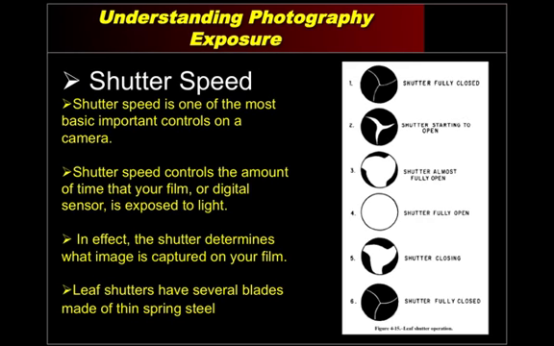Shutter speed is probably one of the most basic controls of the camera. And you can see with the picture on the right hand side there, you've got the leaf shutters opening and closing to allow less or more light to come through. And so the shutter speed controls the amount of time that your film or digital sensor will be exposed to light. So that's critical, of course, to capturing the light.